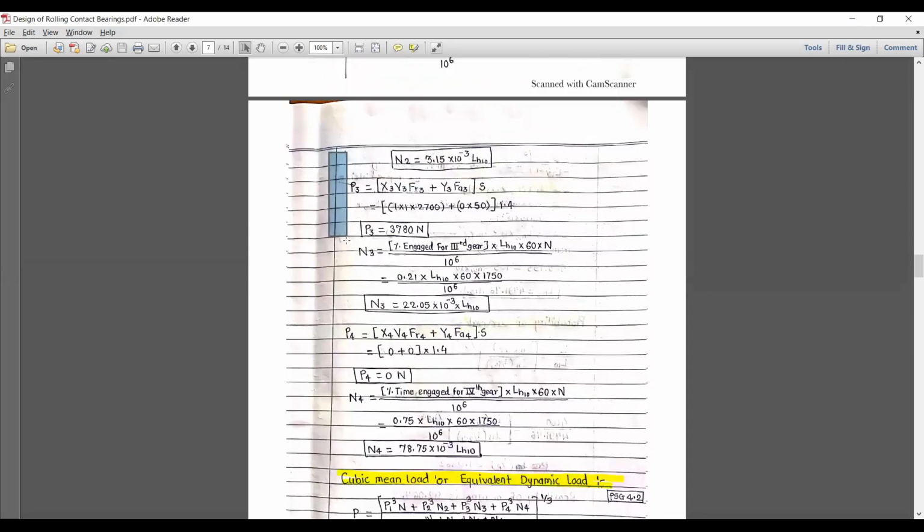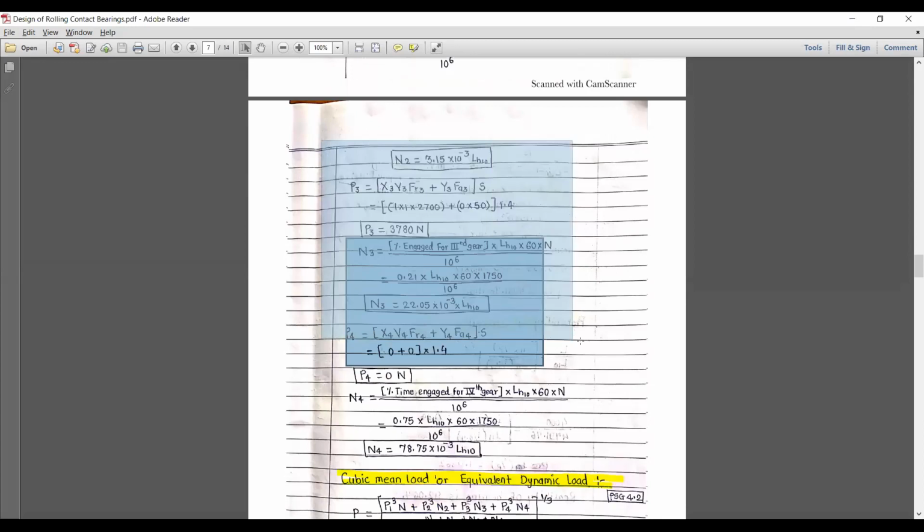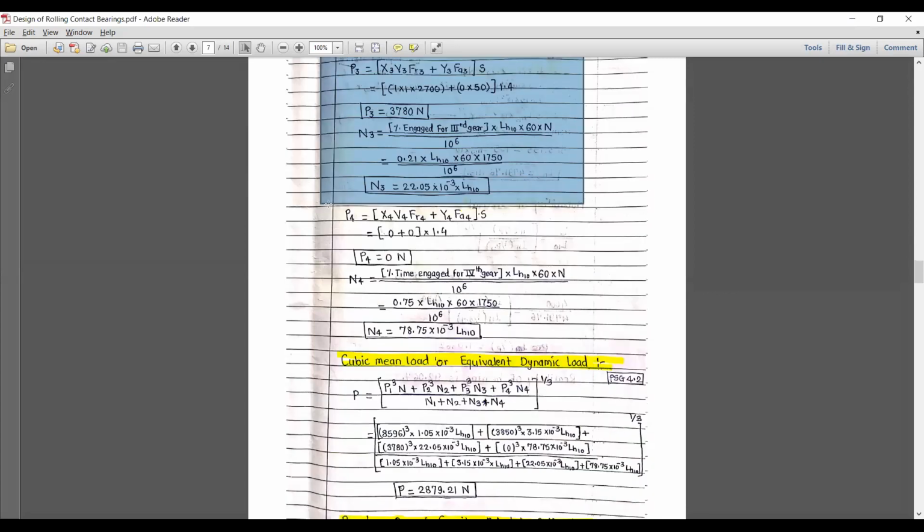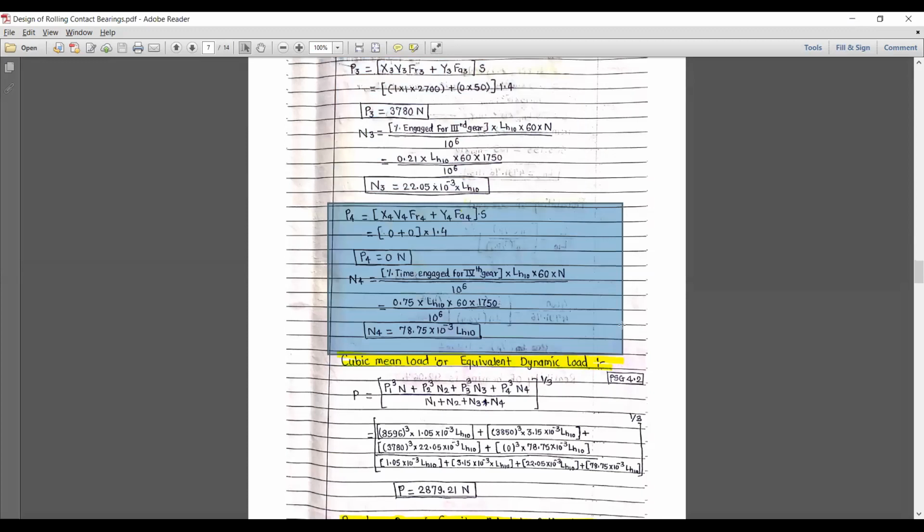you can refer to this one. So for P3 का भी equivalent load as well as life in million revolutions also we have calculated. In case of P4, fourth gear में वैसे ही उसका x and y का वैल्यू जो है, that is radial load and axial load, वो zero है. So that's why the value of P4 is zero.